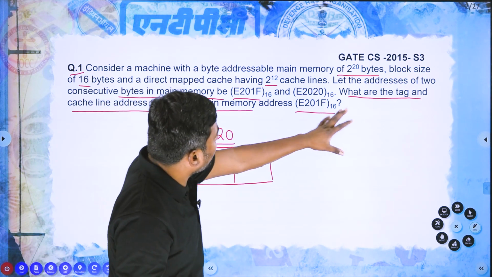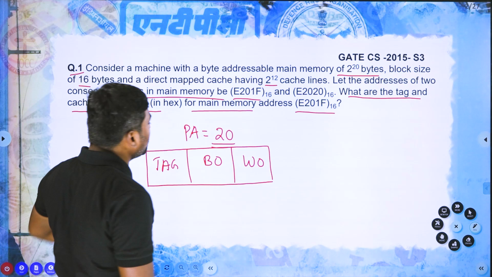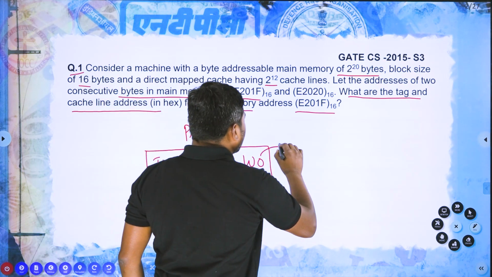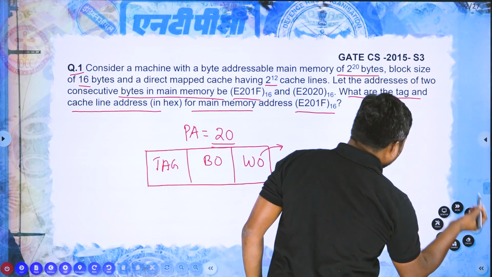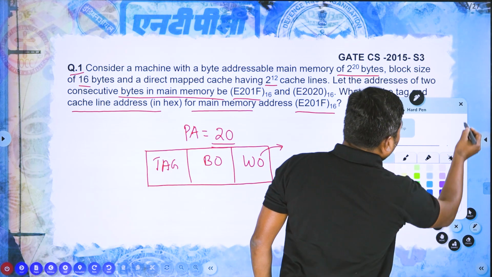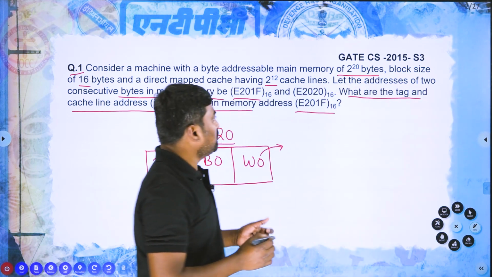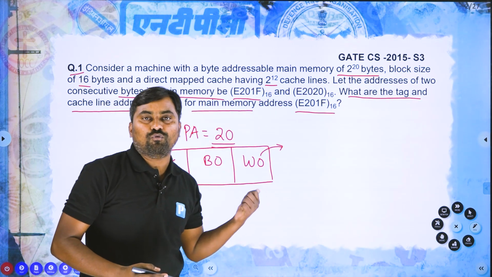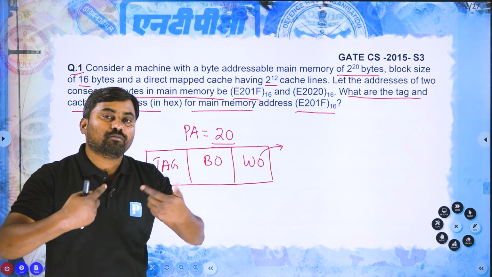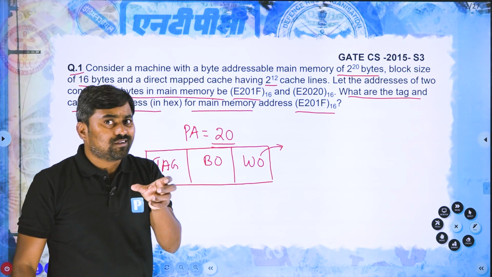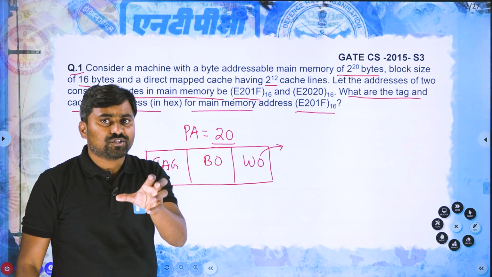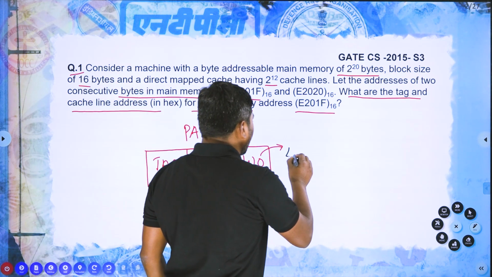So they gave block size, how much? 16 bytes. If the block size is 16 bytes, please do understand all of you, how many bits are required for word offset? This depends on the block size only. So to address 1 byte out of 16 bytes, how many bits are required? This is 4 bits only, all of you know.